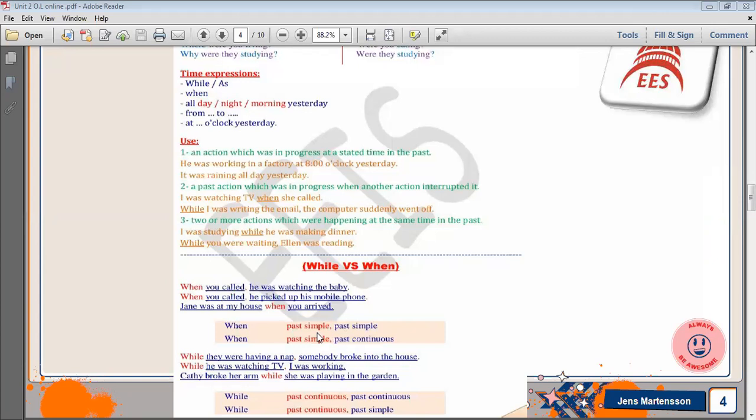Just one more point. If we have a subject in the two sentences and it's the same subject, I can use while plus ing. Okay, let's try to see how. While I was walking in the street, what happened? I met my uncle.